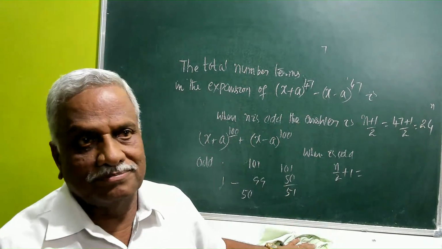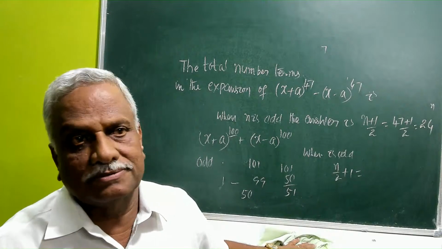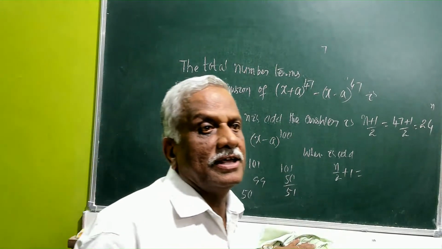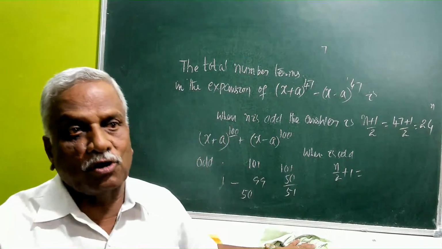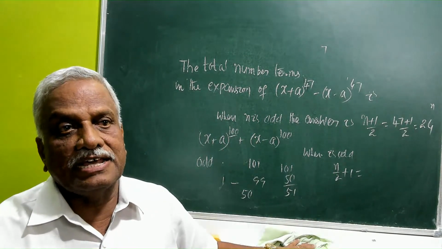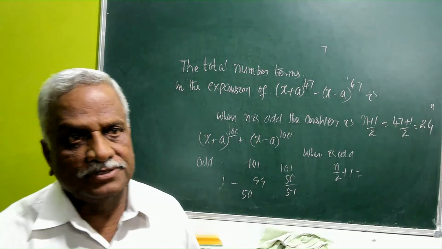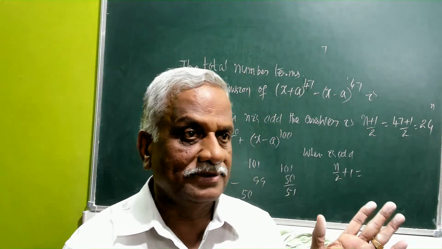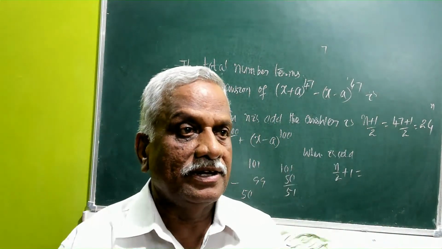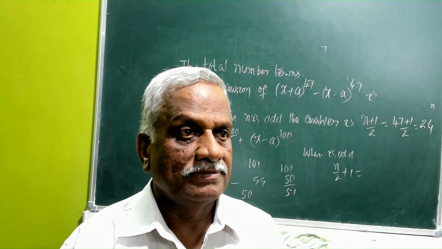The middle term concept you can use. How to find the middle term? When n is odd, it is n plus 1 by 2. And when n is even, n by 2 plus 1. So I think you know this formula. How to find the middle term of an expression? If n is even, it is n by 2 plus 1.